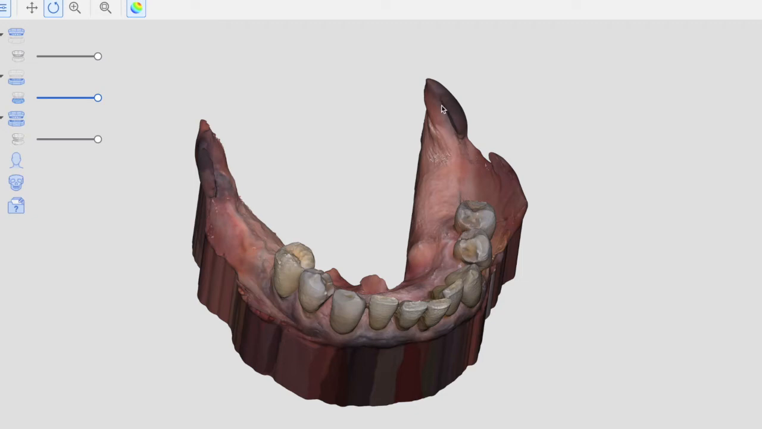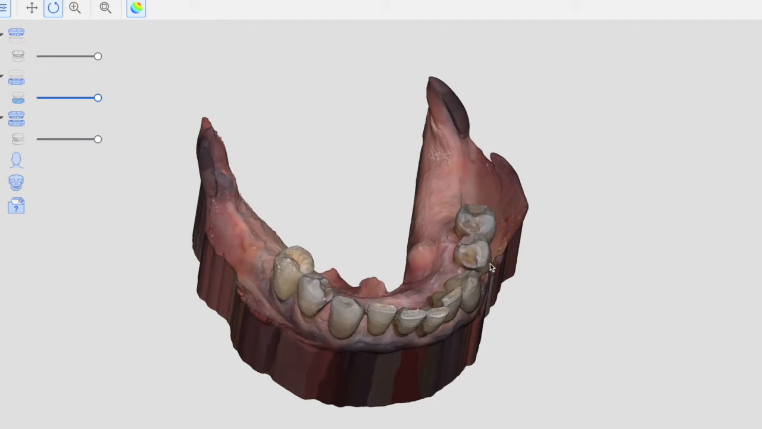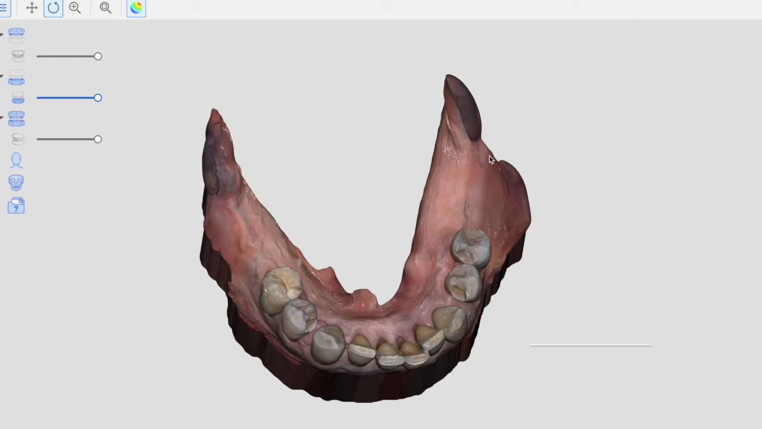Next to the M plane is this wide, flattened surface, and this is called the buccal shell or B curve. This is the area that has the primary stability for the mandibular denture.